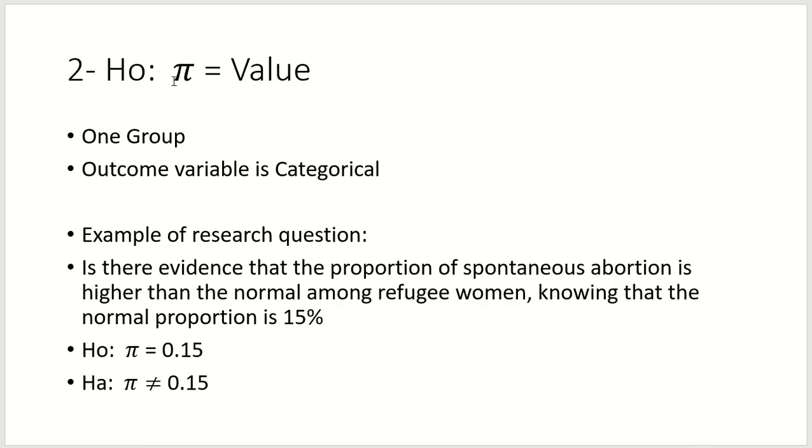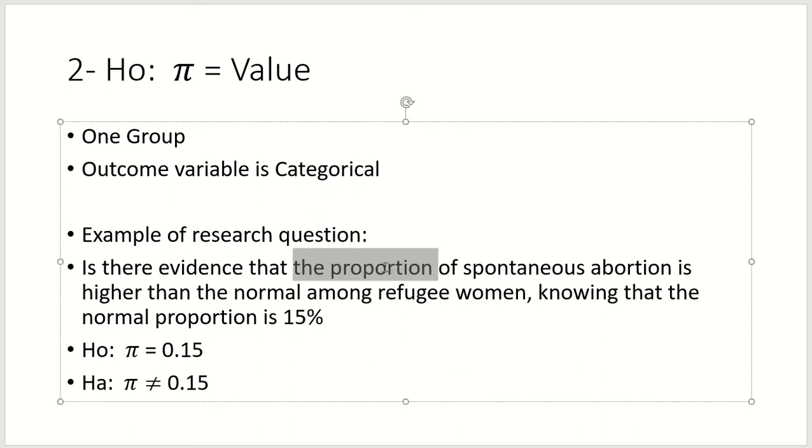Okay, scenario number 2, that's where you're interested in testing if pi is equal to a certain value, a proportion in the population. Again, how many groups? You have only one group, and the outcome variable is categorical. An example of the research question could be: is there evidence that the proportion of spontaneous abortion is higher than the normal among refugee women, knowing that the normal proportion is 15%? So again, you're only looking at one sample, that is refugee women.